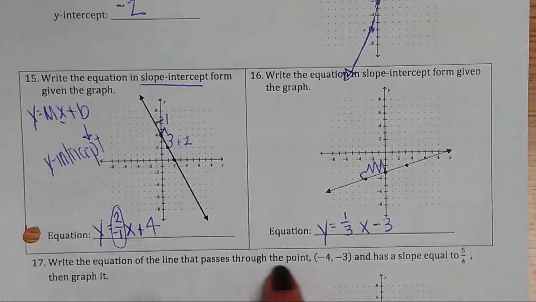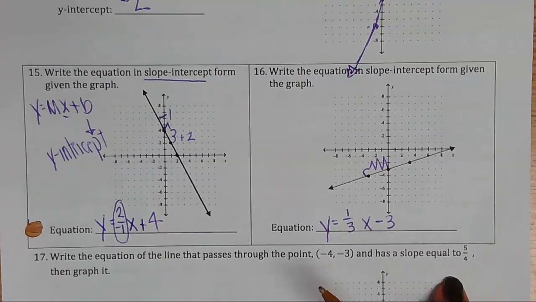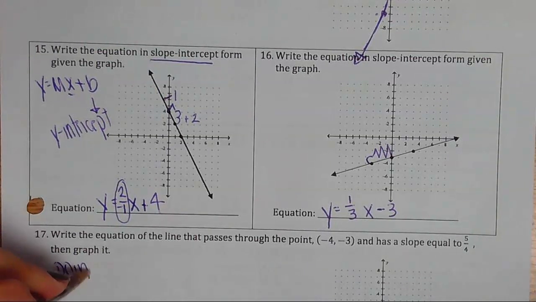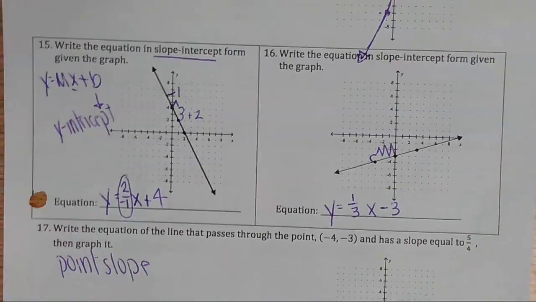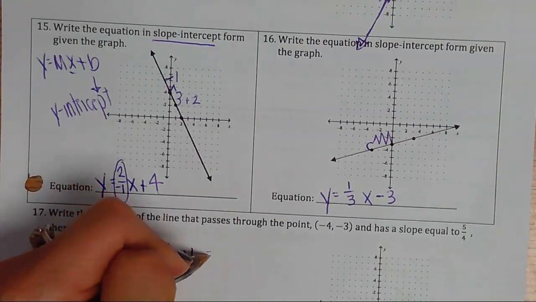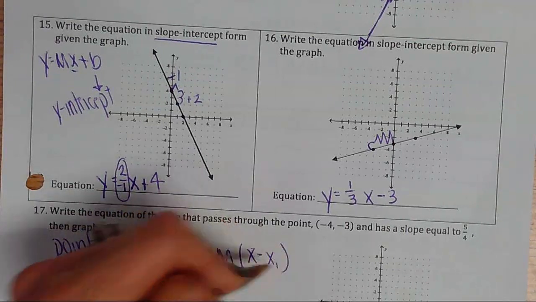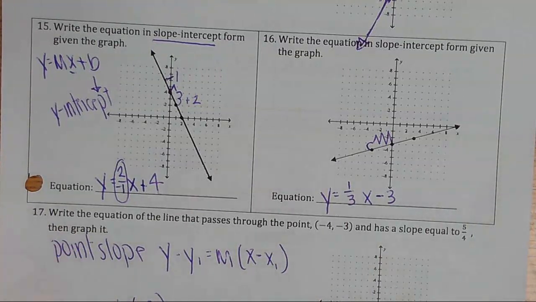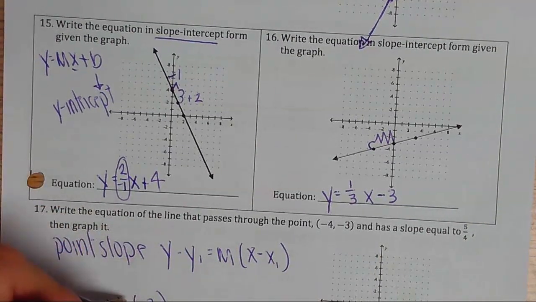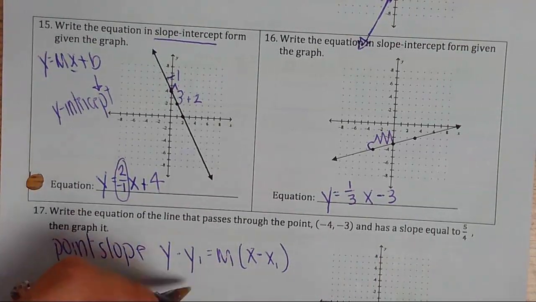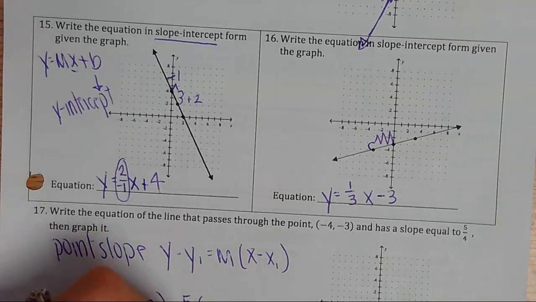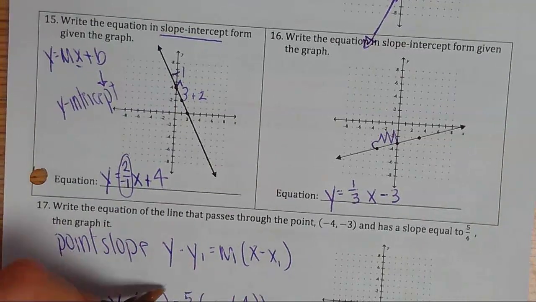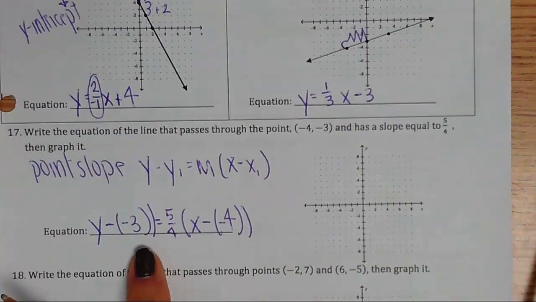Okay, write an equation of the line that passes through the point (-4, -3) and has a slope of 5/4. So guys, I'm just going to do point-slope. It doesn't say slope-intercept, so I'm going to do y minus y1 equals my slope times x minus x1. Okay, so I'm going to do y minus negative 3, equals my slope, which is 5 over 4, parentheses, x minus negative 4. Technically two little parentheses. That's all I have to do.